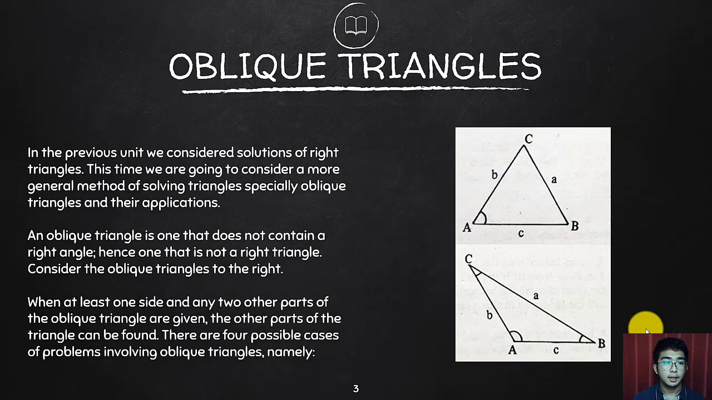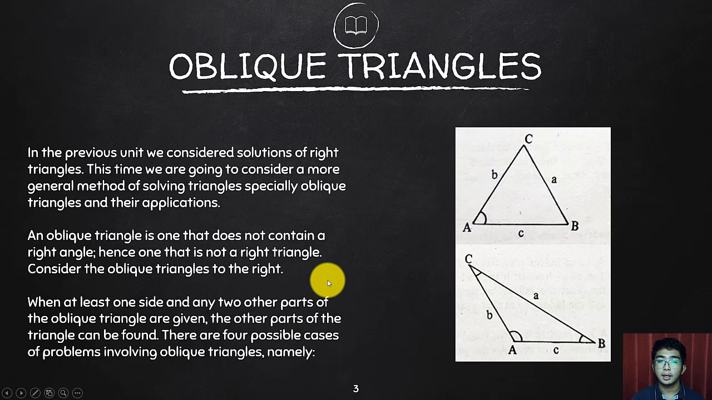In the previous unit, the one dealing with right triangles, we considered the solutions of right triangles. This time, we are going to consider a more general method of solving triangles, especially oblique triangles and their applications. An oblique triangle is one that does not contain a right angle, hence, one that is not a right triangle. Consider the oblique triangles to the right. So these are oblique triangles. When at least one side and any two other parts of the oblique triangle are given, the other parts of the triangle can be found. There are 4 possible cases of problems involving oblique triangles.